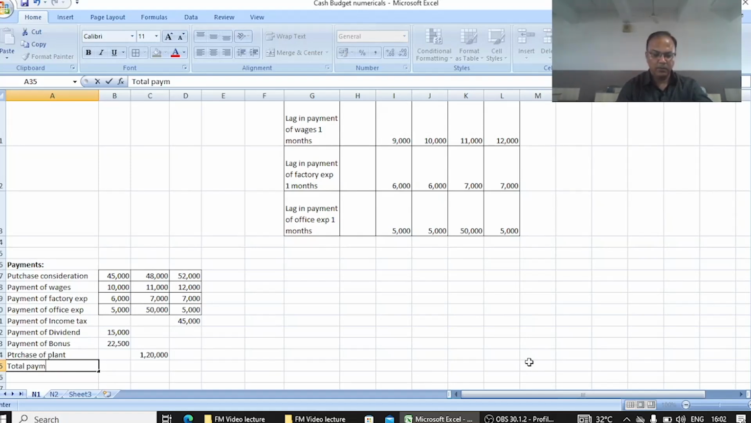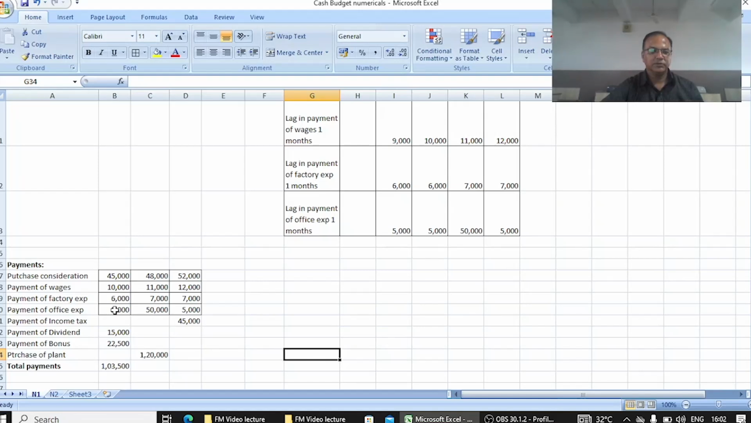Total payments. Now total payments are 45 plus 10, 55. 55 plus 5, 60. 66, 66 and 15, 81. 81 and 22, 103,500.